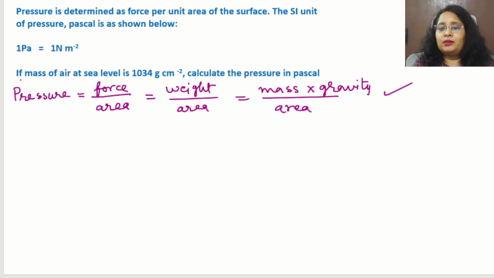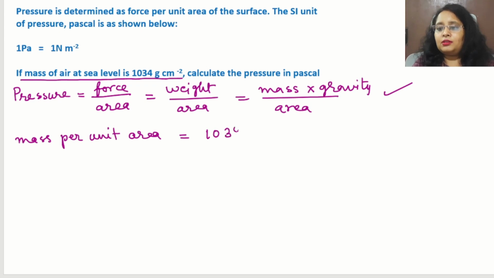Now come up to the statement. The statement says if mass of air at sea level is 1034 gram per centimeter square area. So they are telling the mass of air in 1 centimeter square area. So simply we can write whatever is given, mass per unit area, which is 1034 grams per centimeter square. We can write like this.